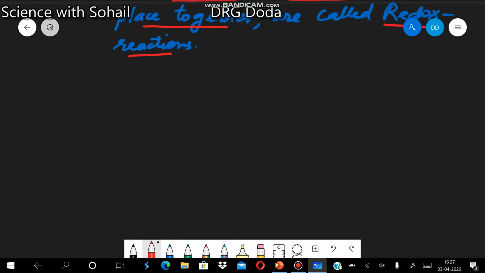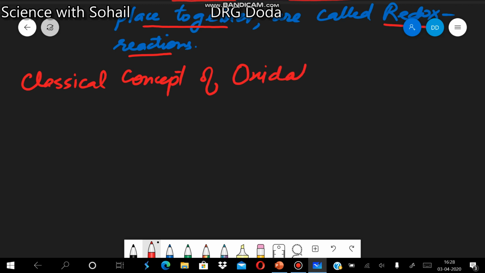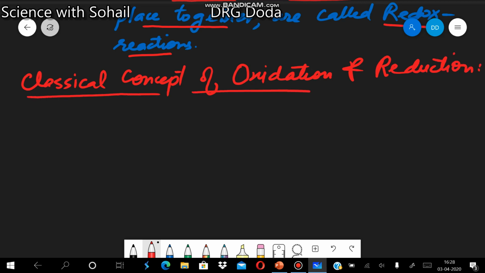Now we have several concepts about what is oxidation and what is reduction. We will begin with the classical concept of oxidation and reduction. Now, according to classical concept, what is oxidation?